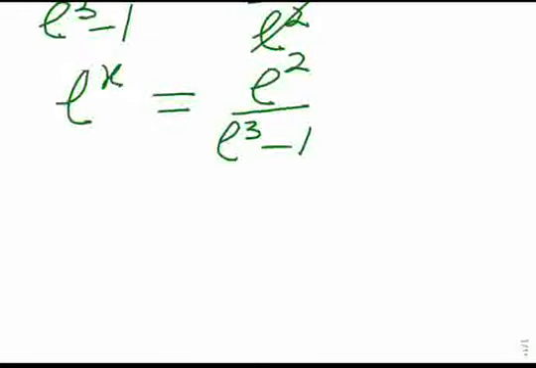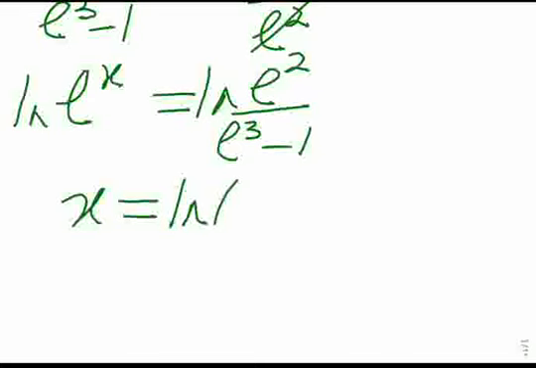What do we do next? We are solving for x. Let me take the natural log of both sides in order to get rid of this e sign. So from the rule, we can cross the x down here. That will give x ln e, and ln e is 1. So the 1 multiplied by the x that has been crossed here will give only x left. So the solution to this question is that x is the natural log of e^2 over e^3 minus 1.